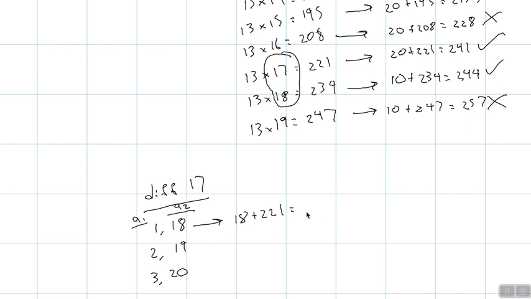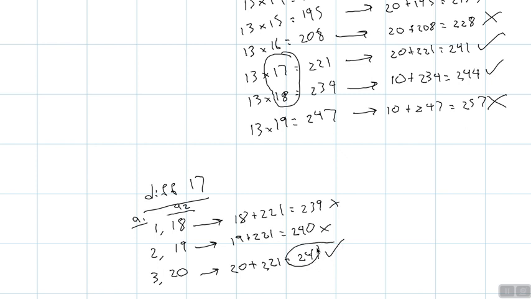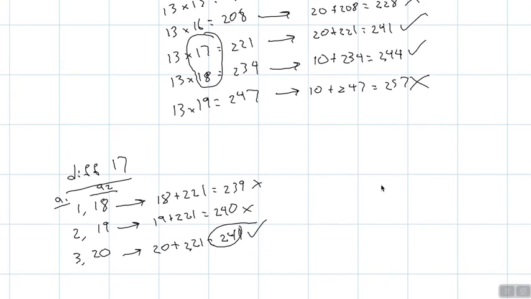18 plus 221 is 239, which is not in the range of a sub 15, so that wouldn't work. 19 plus 221 is 240, not in the range. But 20, as we found up there, plus 221 is 241. So I'm inclined to say that it's a difference of 17, and then from there we can get the value of a sub 14. But just for the heck of it, we'll test out the difference of 18 just to be sure.